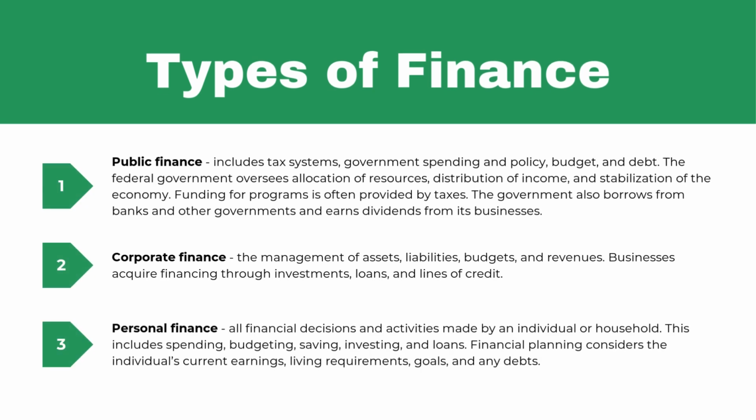Types of finance. Public finance includes tax systems, government spending and policy, budget, and debt. The federal government oversees allocation of resources, distribution of income, and stabilization of the economy. Funding for programs is often provided by taxes. The government also borrows from banks and other governments and earns dividends from its businesses. Corporate finance, the management of assets, liabilities, budgets, and revenues. Businesses acquire financing through investments, loans, and lines of credit.